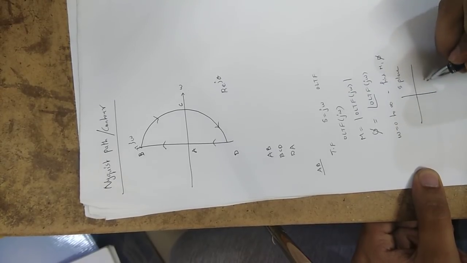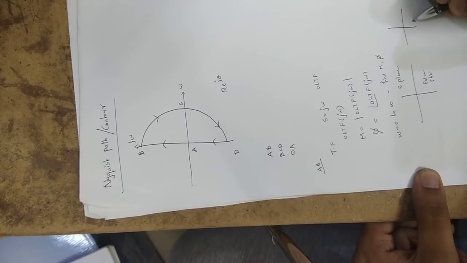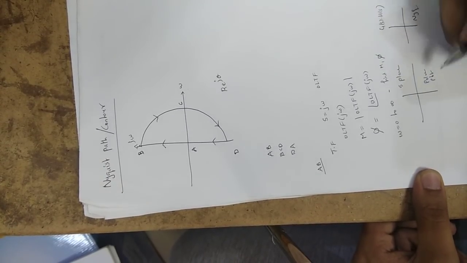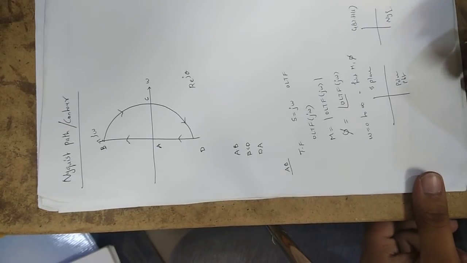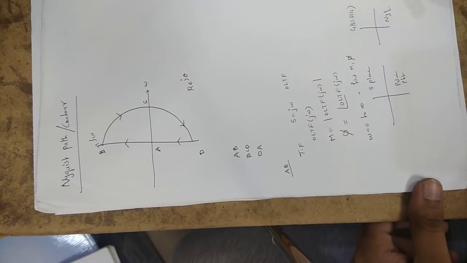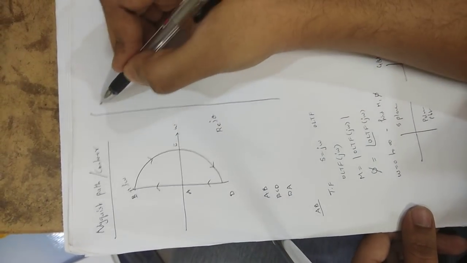See, polar plot is plotted in S-plane. Nyquist plot is plotted in G of S, H of S plane. Let us go about these details in detail later. And now so far we have completed this AB part. Now let us go to DA part.